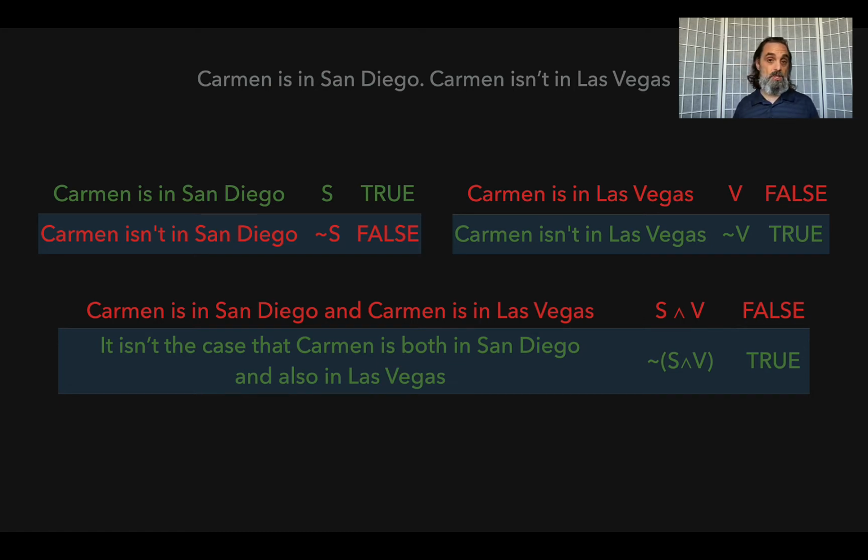Is it the case that she's both in San Diego and in Las Vegas? No, because she's not in Las Vegas. And so the negation of the conjunction, that's true.